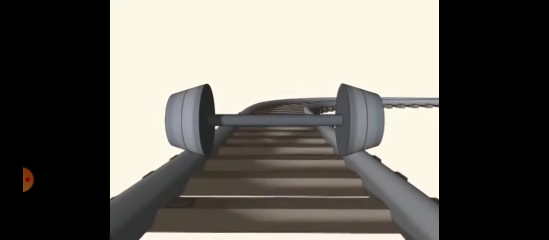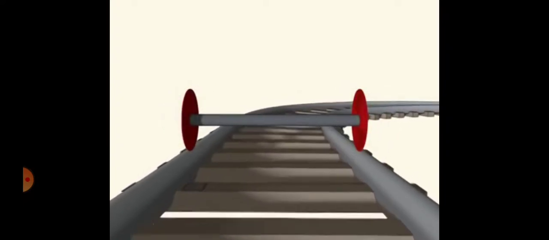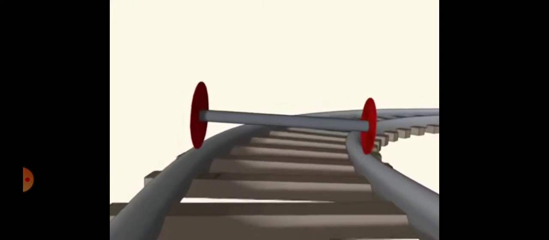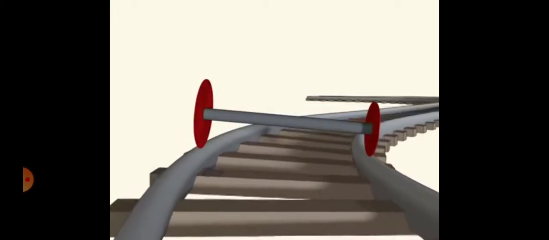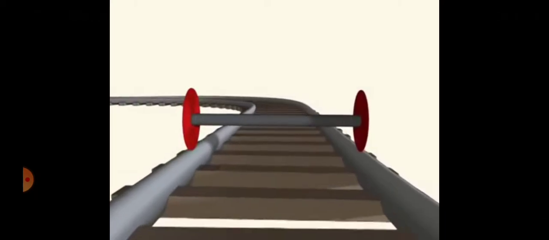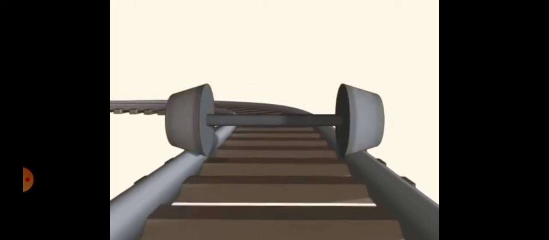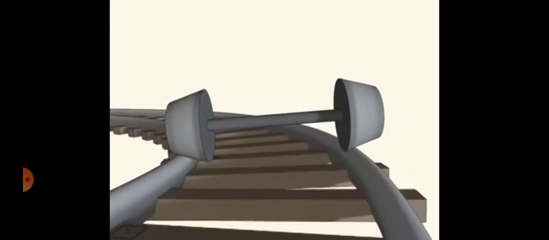That is, when changing direction, the wheels change their outer and inner diameter like this. The outer rail touches the bigger diameter portion of the wheel, and the inner rail touches the lower diameter portion of the wheel. So this is what is known as coning of wheel.